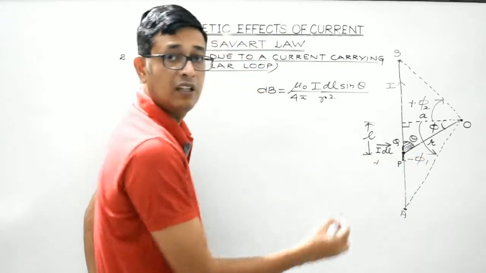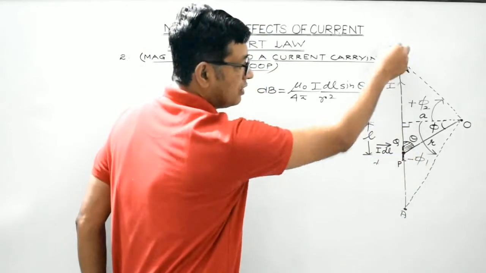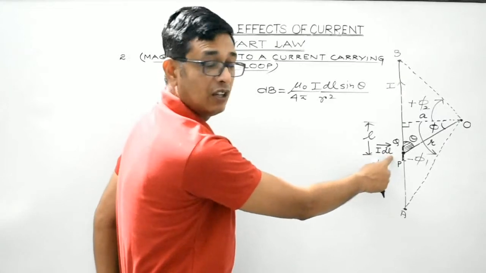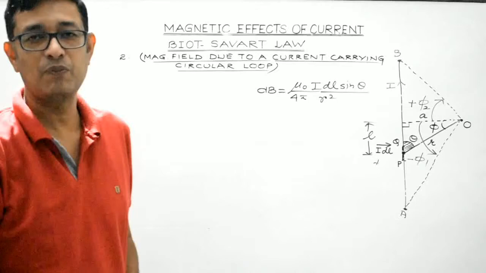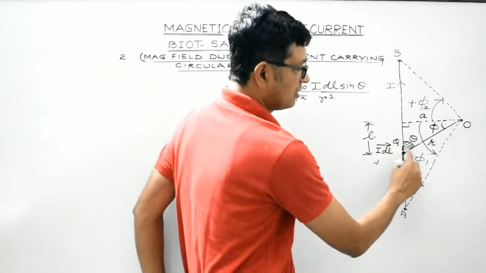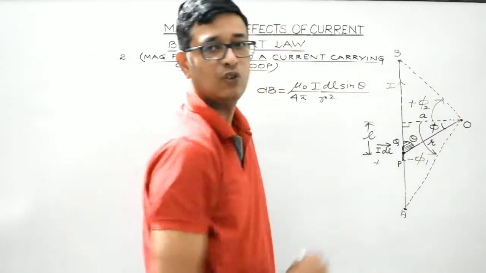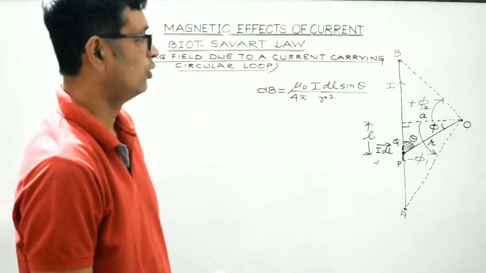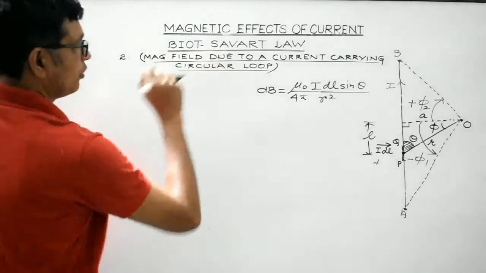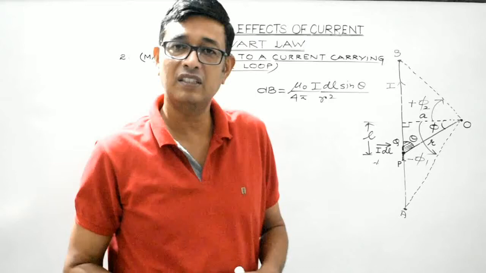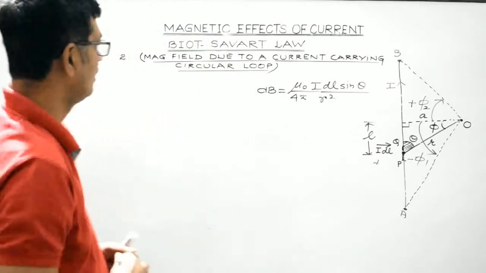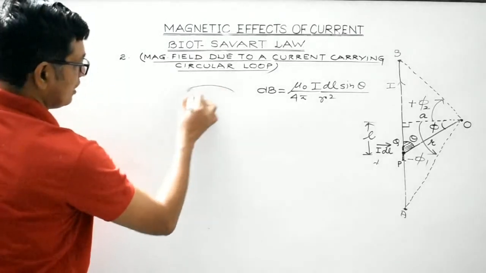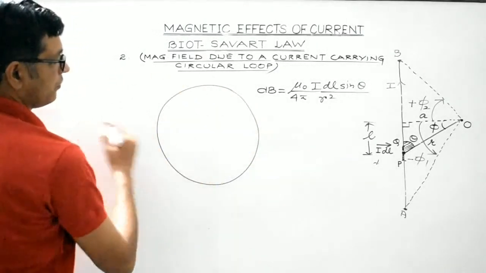Theta is the angle which the direction of the flow of current or the current element makes with the line joining the center of the elementary portion to the observation point. And r is the distance between point P and O. Right students? So let's begin. Here our objective is to determine the strength of the magnetic field at the center of a current carrying loop. Right? So suppose this is the current carrying loop under consideration.